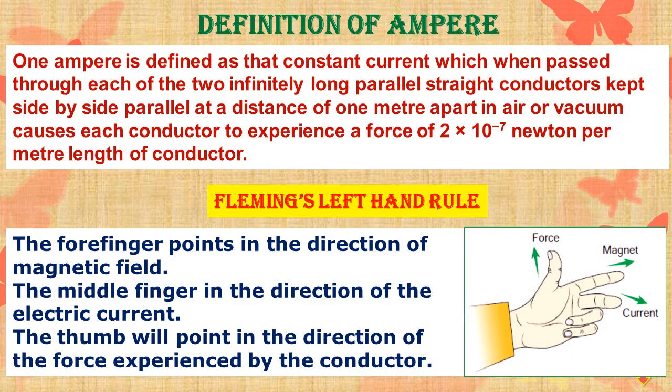Now, Fleming's left hand rule. When a current carrying conductor is placed in a magnetic field, the direction of the force experienced by it is given by Fleming's left hand rule, FLHR. You can see this in this figure. Force, magnet and current.